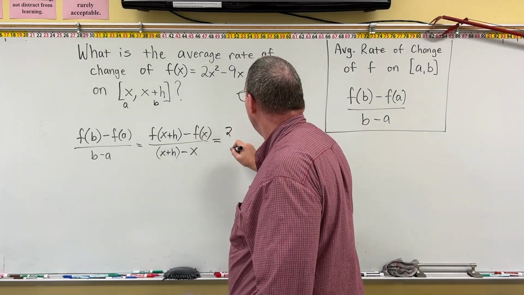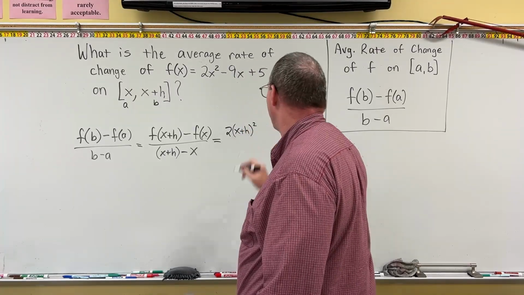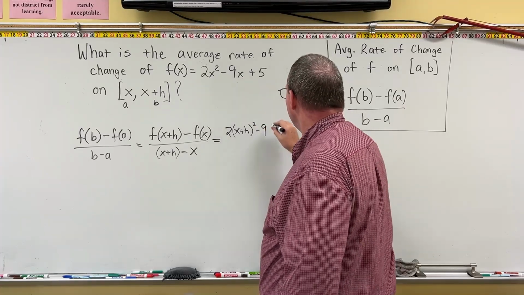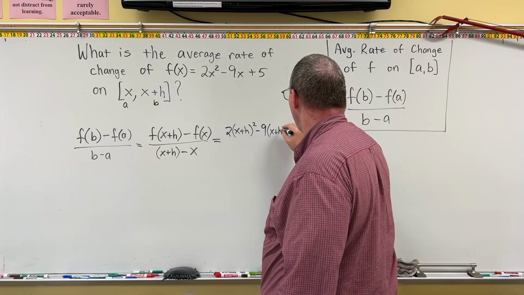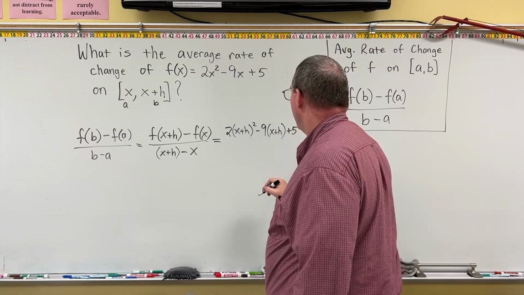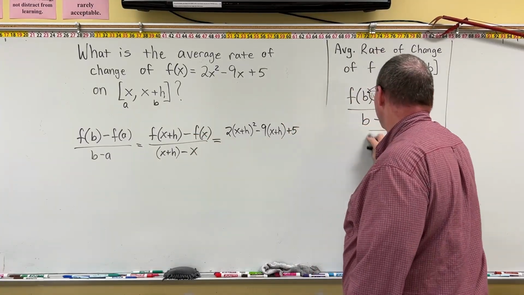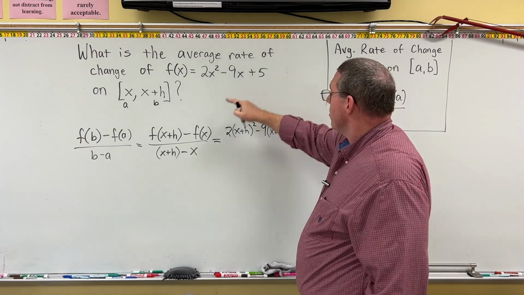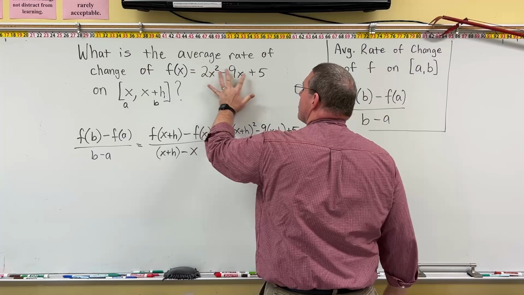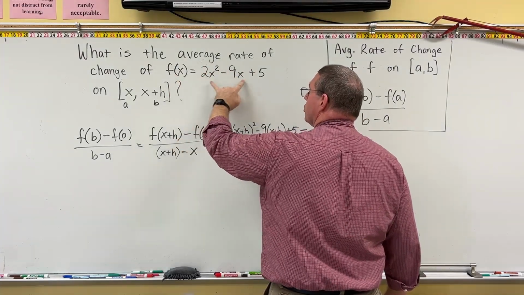So 2x squared, but instead of x squared, it's x plus h squared. Minus 9x, but instead of x, we're going to put x plus h. Plus 5. Minus f of x. Here, I'm going to have to move this, kind of erase some stuff over here. Minus f of x. Well, what is f of x? Well, look at this. Here's f of x. This is f of x. Minus f of x. Here's f of x.